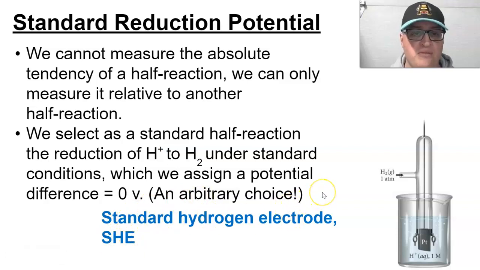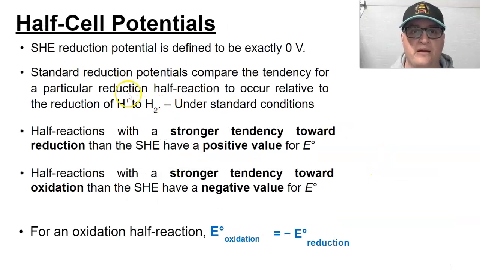So this is just what was done in order to say if we call this 0, then everything else we compare this to will be some kind of voltage, and then we can use that concept when we add and subtract them because they all come from the same comparison of the standard hydrogen electrode. So it's defined exactly to be 0, again under standard conditions. So half reactions with a stronger tendency toward reduction have a positive value. Half reactions with a stronger tendency towards oxidation have a negative value.